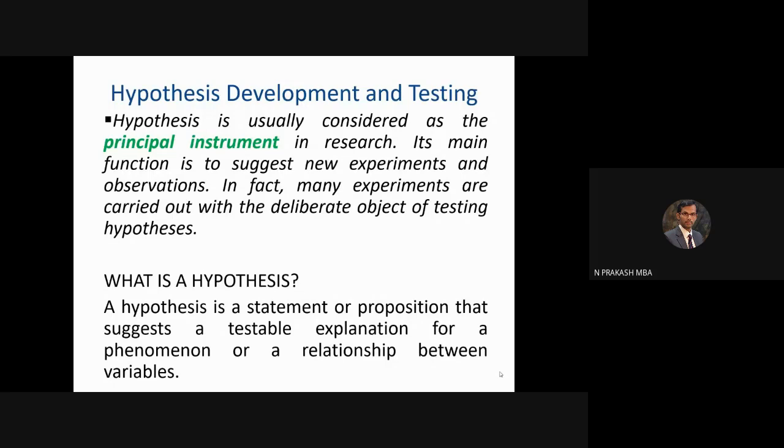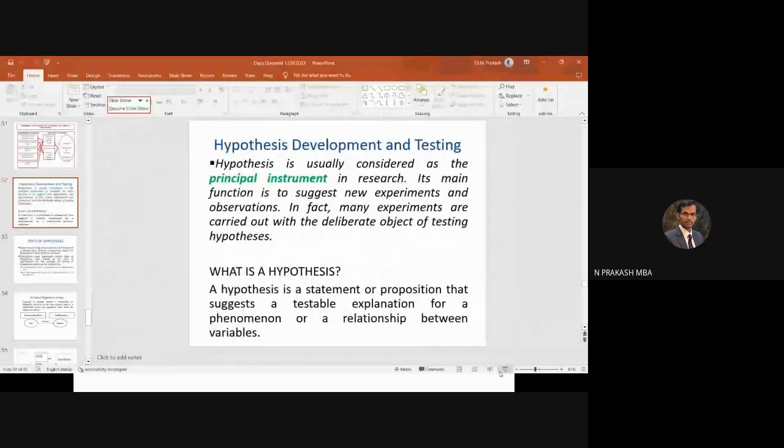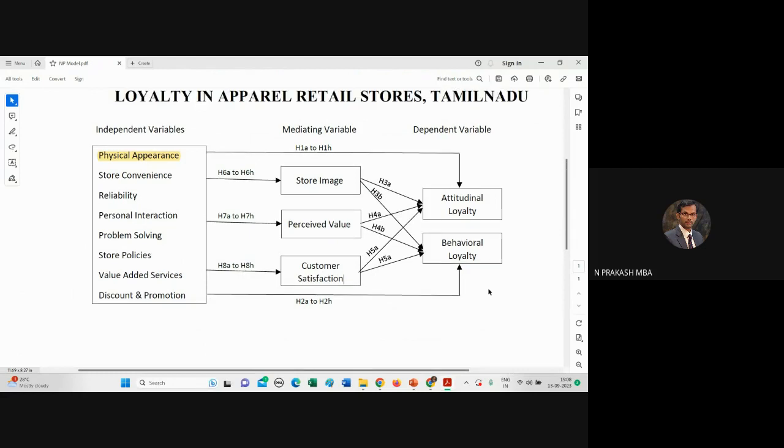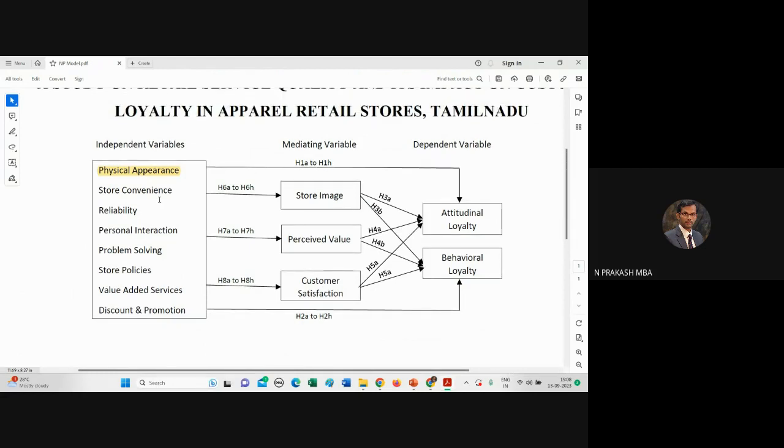I will give you a small example with my research model. Here you can see the first hypothesis I have framed is H1A. In that hypothesis, I want to find the relationship between physical appearance and the dependent variable, attitude loyalty. So this is the first hypothesis I have framed.